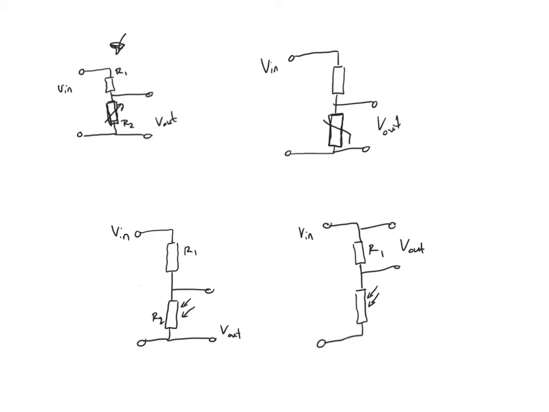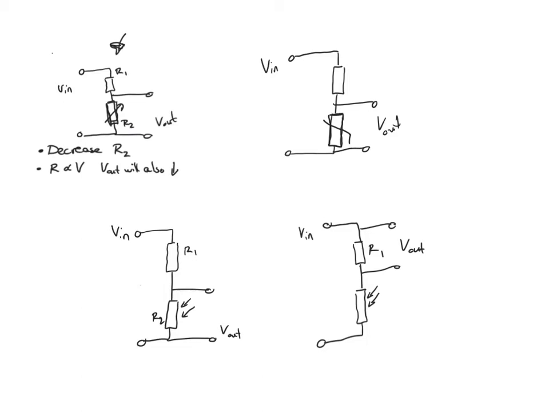as R2. So if I change the resistance of R2, for example if I decrease the resistance of R2, since R is directly proportional to V, V out will also decrease. If I increase it, the opposite will happen, the V out will also increase. So I can control the V out by increasing and decreasing the resistance of the variable resistor.